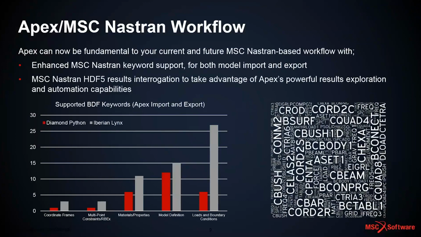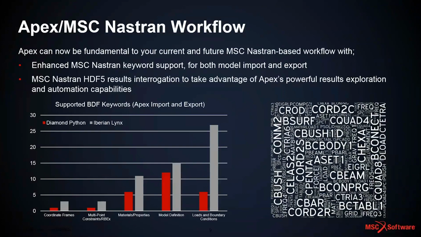And then we just got a simple infographic here which shows the growth of support for the quantity of bulk data file keywords, which are now supported both from an import and an export perspective. So just looking along the x-axis, we look at coordinate frames, multiple constraints, materials and properties, model definition, and loads and boundary conditions. We've got an exponential growth in the keywords supported by Iberian Lynx over, say, Diamond Python, which was an earlier release from a couple of years ago.